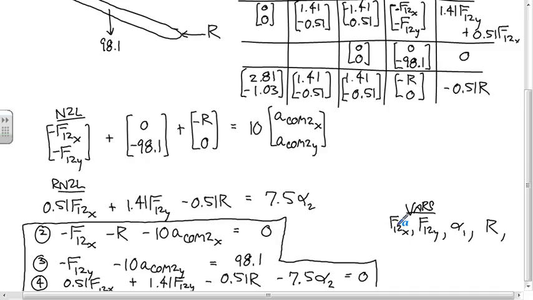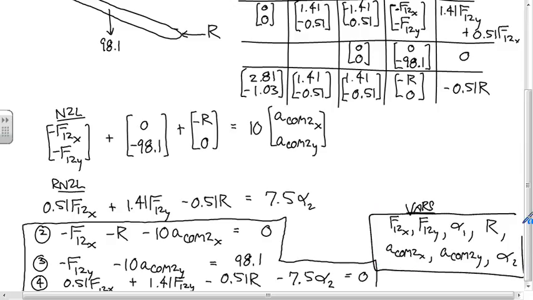Okay, so we got F12, alpha 1, R. What else do we have? A COM 2x, A COM 2y, and alpha 2. So we have 4 equations, 7 variables. So we need 3 constraint equations.